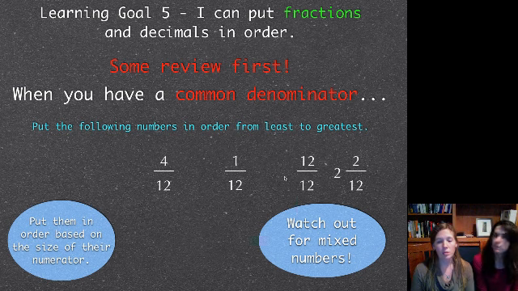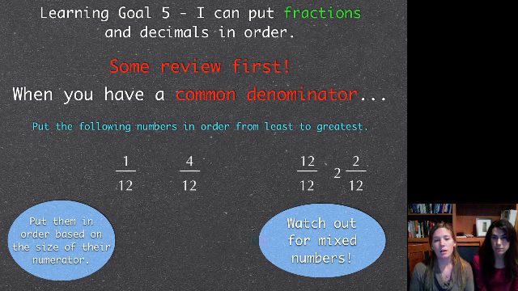Okay, beyond that, now I'm going to look at these. I have 4/12, I have 1/12, I have 12/12. So again, I'm just putting them in order based on the size of their numerator. I know 1/12 is going to be the smallest. If I have 1/12 of a piece of pizza, that is smaller than 4/12. Okay? So then again, 4 would come next. I'm just going by size of numerator, and then 12.